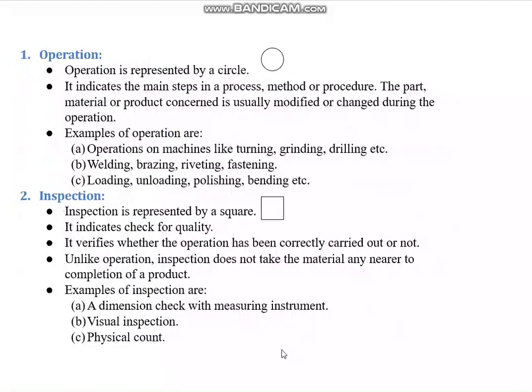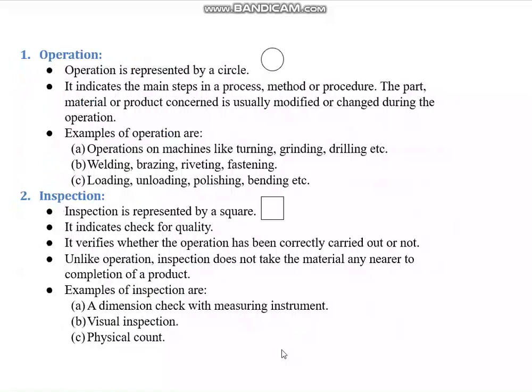Next, the first symbol is the circle. Circle is used for operations. Operation means any activity. This is represented by a circle. O for operation, you can easily remember. We use a circle to indicate the main steps in a process, method, or procedure. The part or the material or the product concerned is usually modified or changed during the operation.